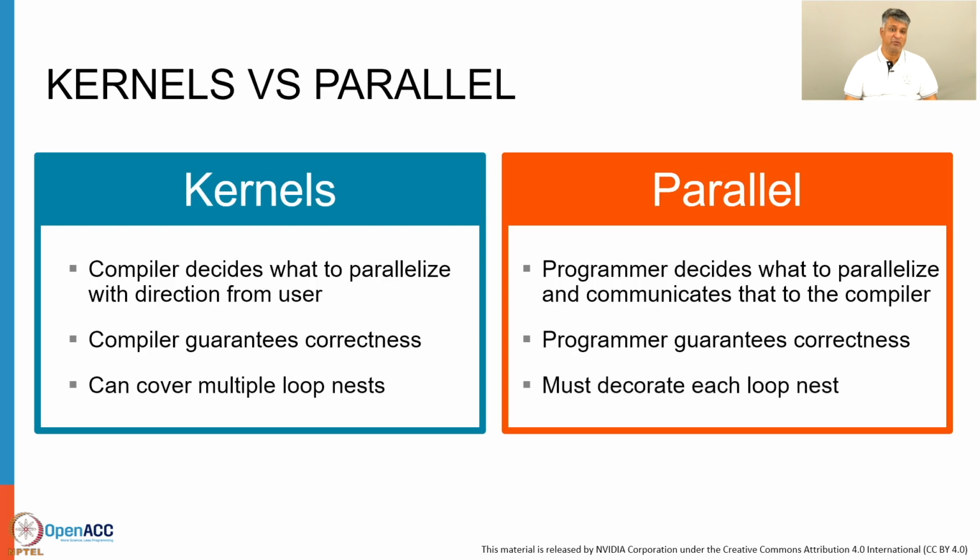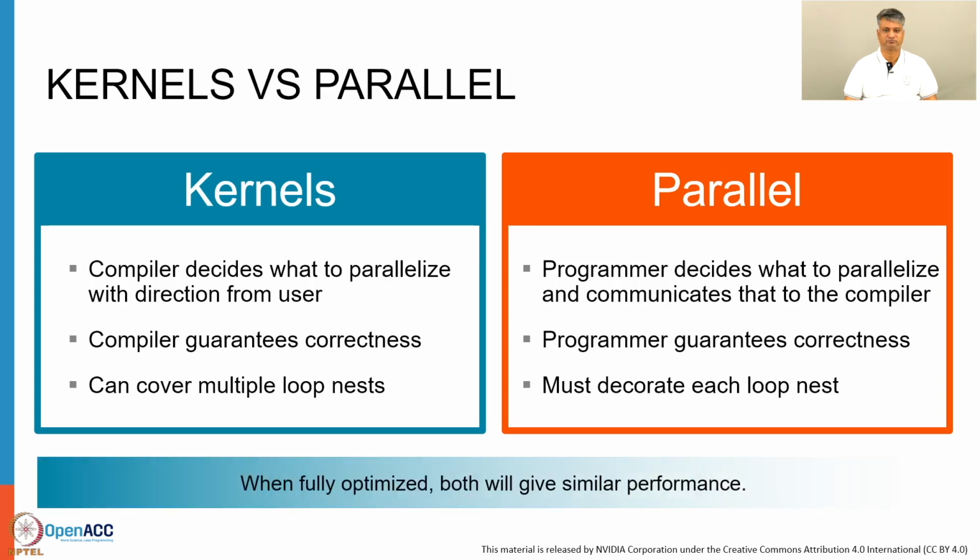Kernels can cover multiple loop nests. In parallel, you must decorate or designate each loop nest. If it is fully optimized, there should be no difference between the kernels and the parallel way of doing things. It's just a question of where the control lies, whether with the compiler or with the programmer. Obviously, as a programmer, if you feel lazy, you should choose the kernels approach.